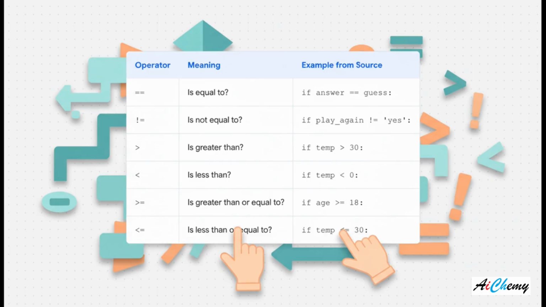With these symbols right here. These are our comparison operators. The double equal sign, that asks, hey, are these two things the same? The exclamation point equals sign asks, are they different? And of course, you've got your classics, greater than, less than, and all their variations. These are the basic tools for comparison.